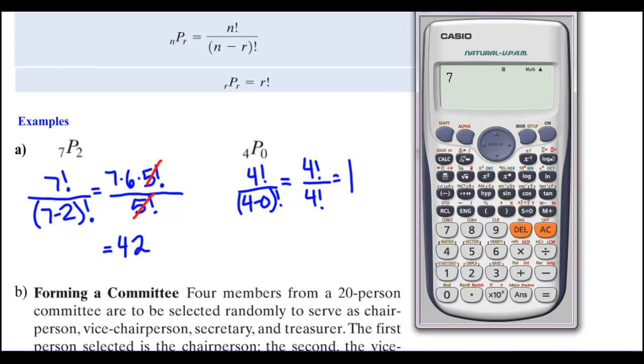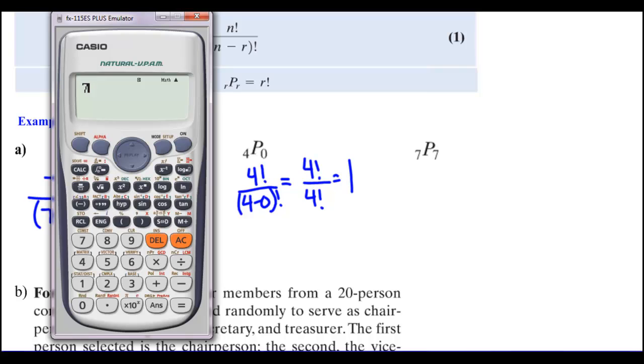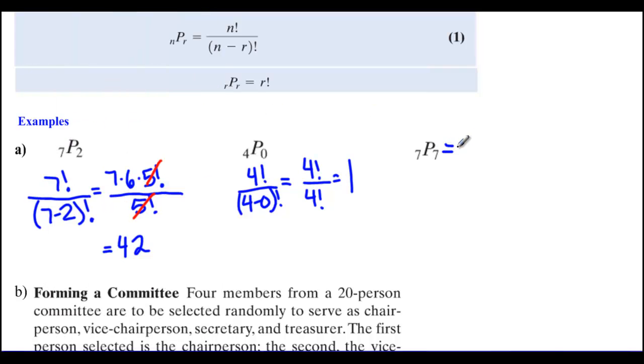So 7, and then the nPr is above your multiplication symbol, so we're going to do shift, multiplication to get our P, and then 2. So this is our 7 pick 2, and there's our 42. For our 4 pick 0, it should give us our 1. And then for our last one, we have 7 pick 7. So it's asking us how many ways can we arrange those 7 items. And we're going to get 5,040. So again, 5,040.